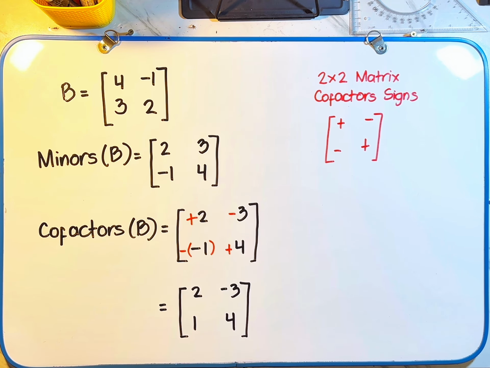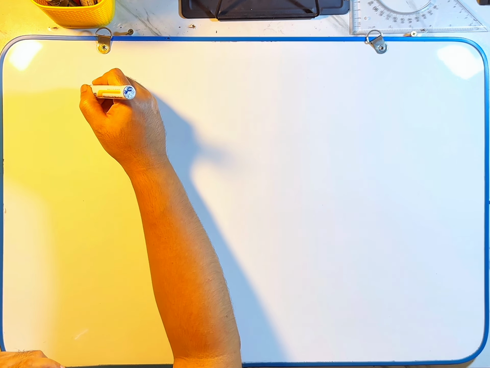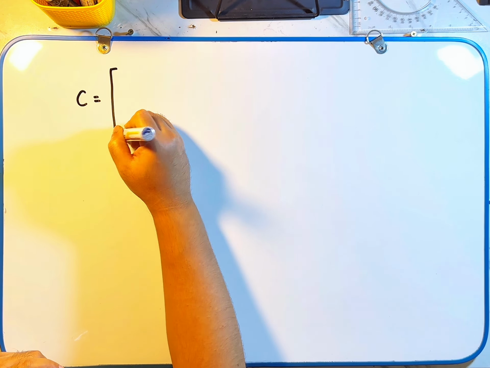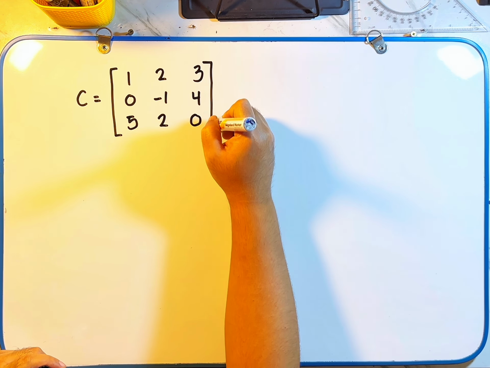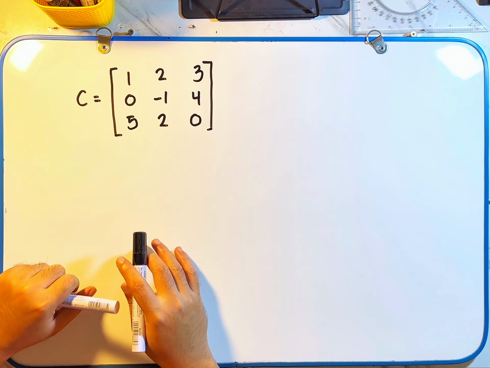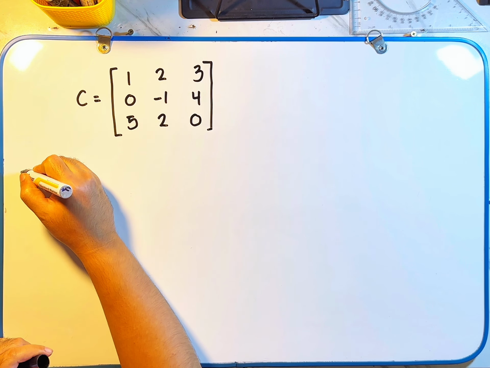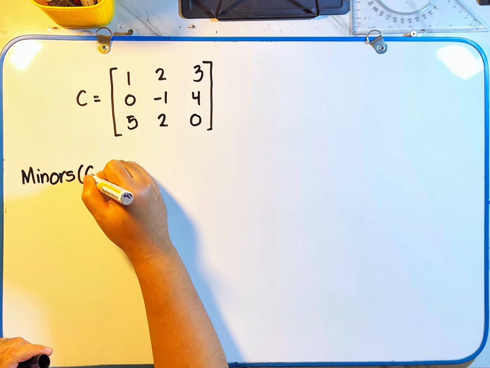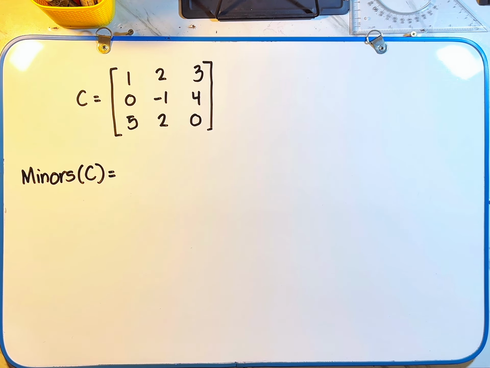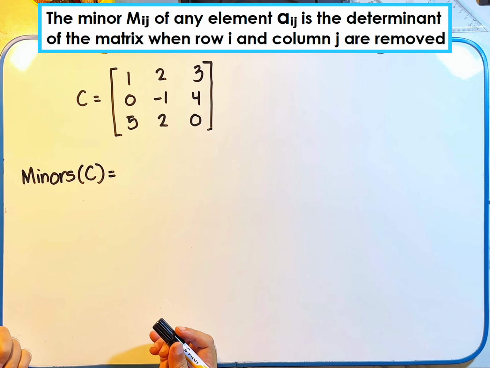Now let's try some 3 by 3 matrices. Suppose we have this 3 by 3 matrix that I'm going to write. Now, let us try to find the minors of this matrix C. The concept is still the same. In order to find the minors of each element, we have to solve for the determinant of the matrix after removing row i and column j.